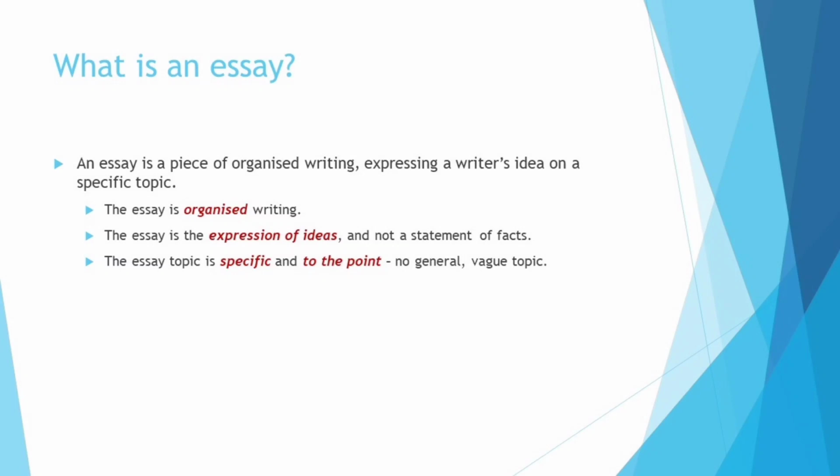It is not a statement of facts, which means you cannot simply collect a number of facts, citations, data, put them together and call it an essay. We need some kind of human agency, some kind of subjective perspective that gives direction to all the facts and all the materials that we have in the essay. And finally, the essay topic, especially in academic essays, is specific and to the point, and we'll discuss this later on. You cannot simply choose a general, vague topic and write about it academically.